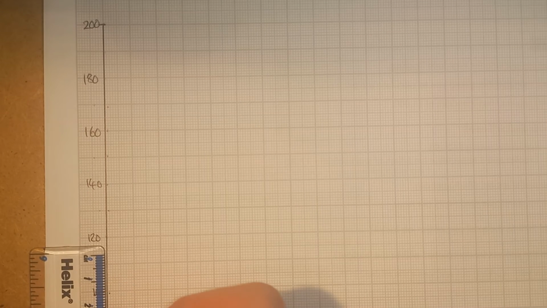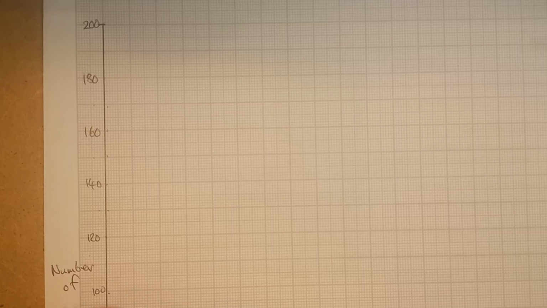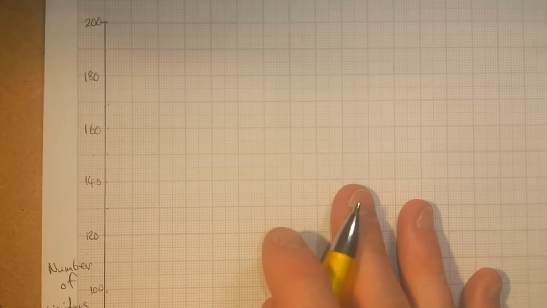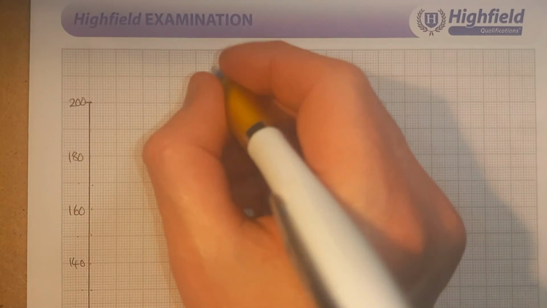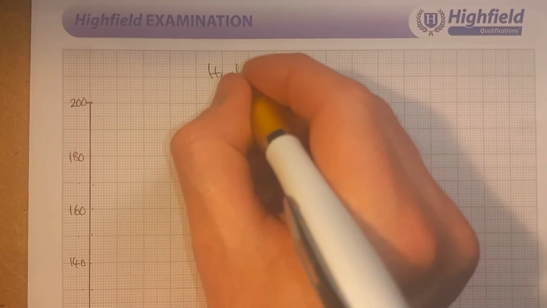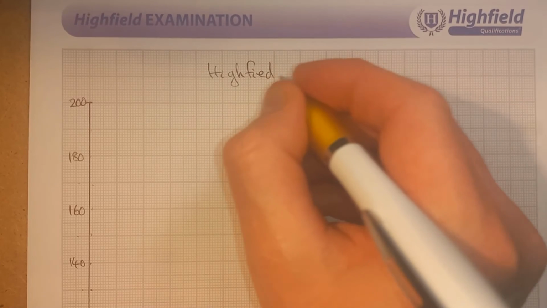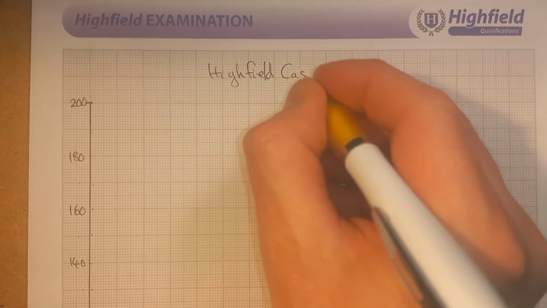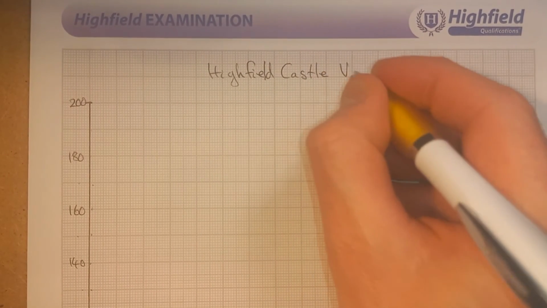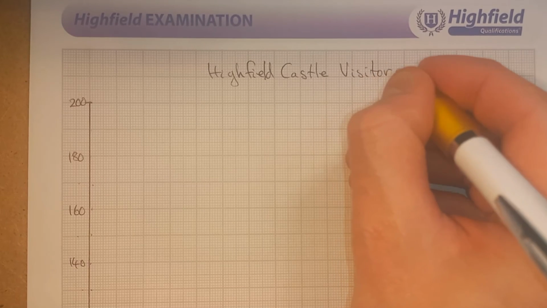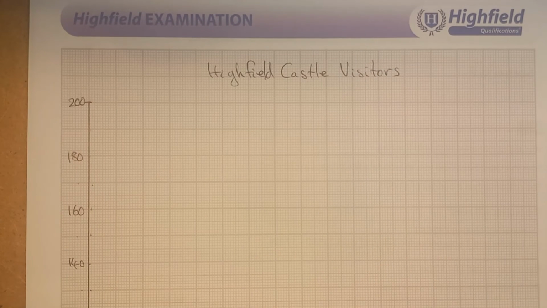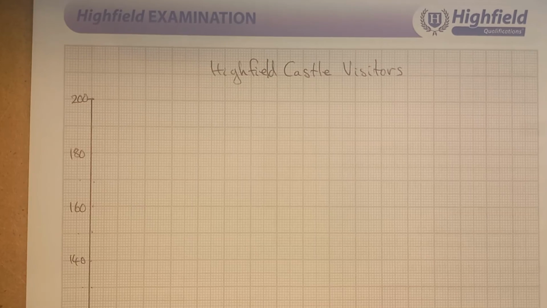Make sure I label this. So this was our number of visitors. And in fact, I'm going to put a title on it now. So Highfield Castle visitors. And now all we need to do is plot the actual values.